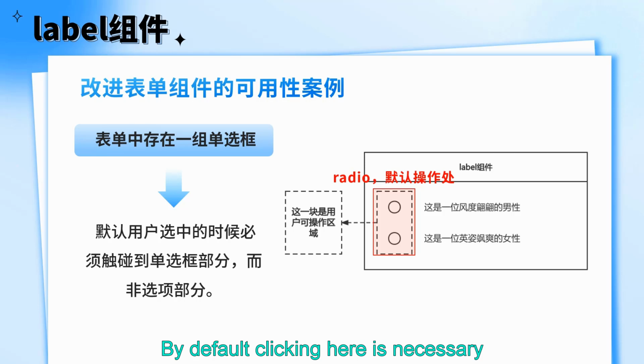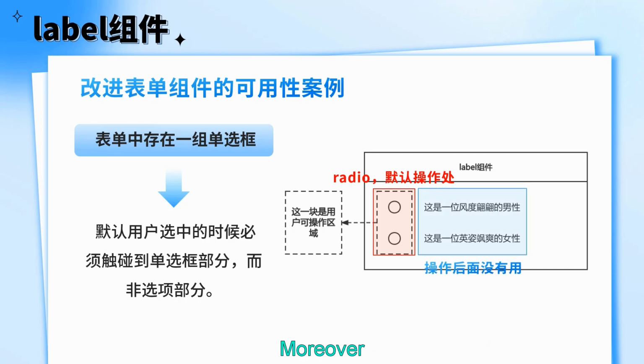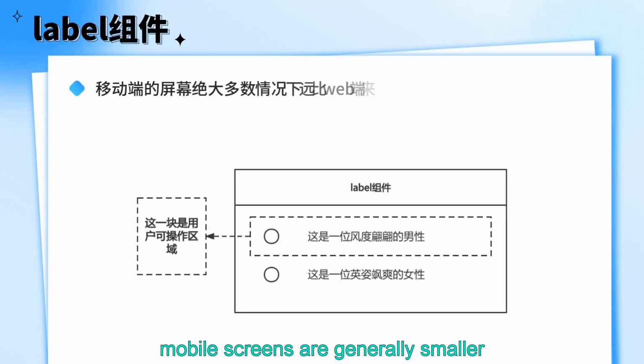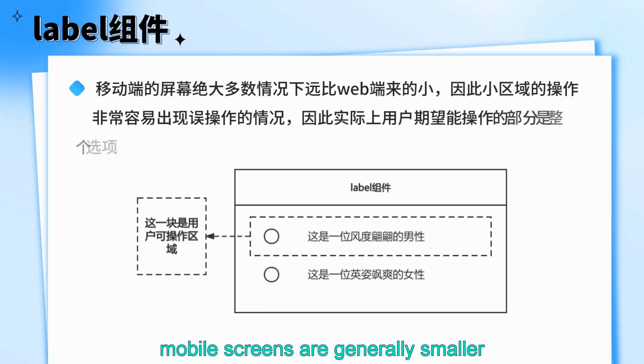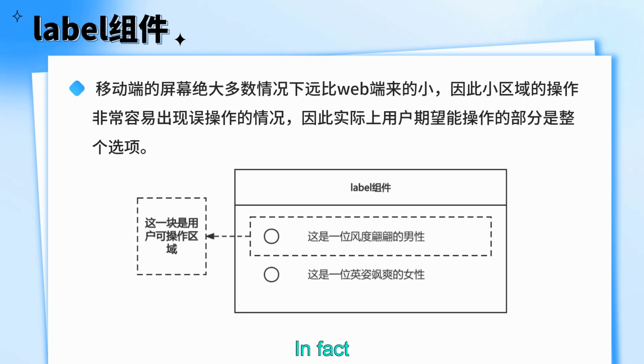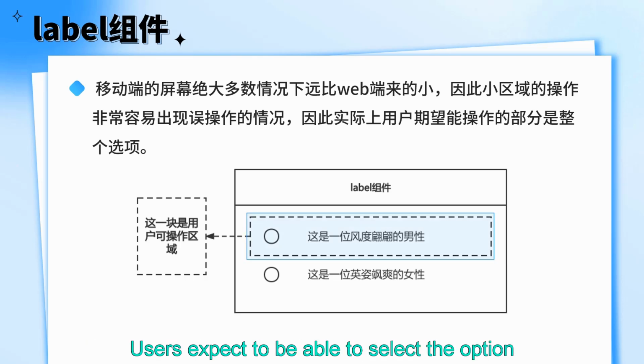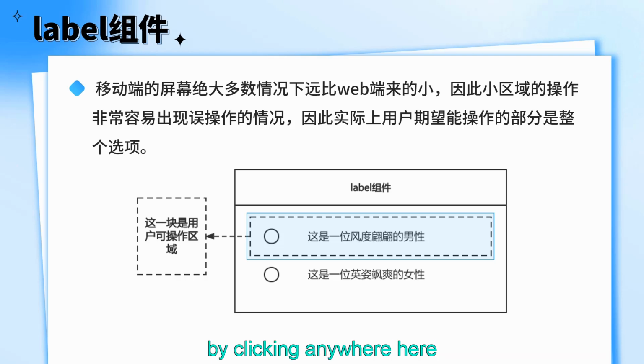By default, clicking here is necessary. Is clicking on the area behind effective? No, it's not. Moreover, mobile screens are generally smaller, making operations in such small areas prone to mistakes. In fact, the expected user interaction is with the entire option. In other words, users expect to be able to select the option by clicking anywhere here. How should this situation be handled?